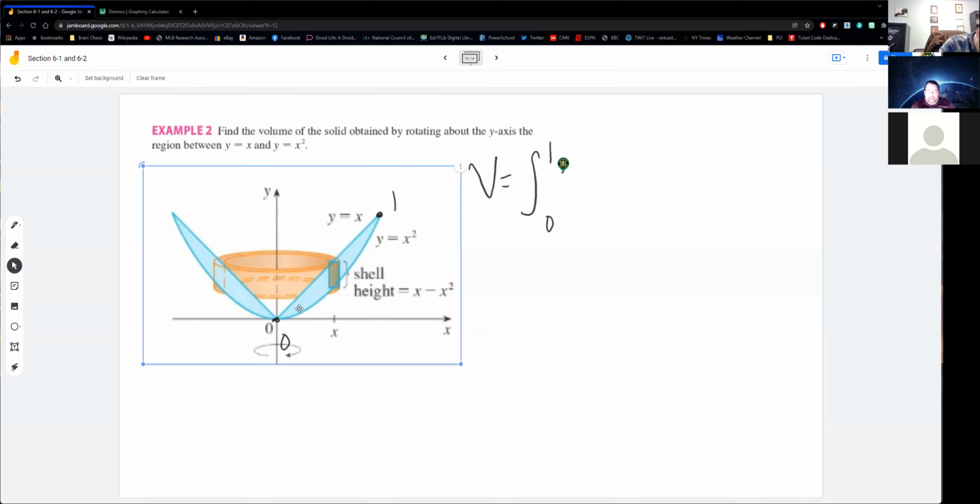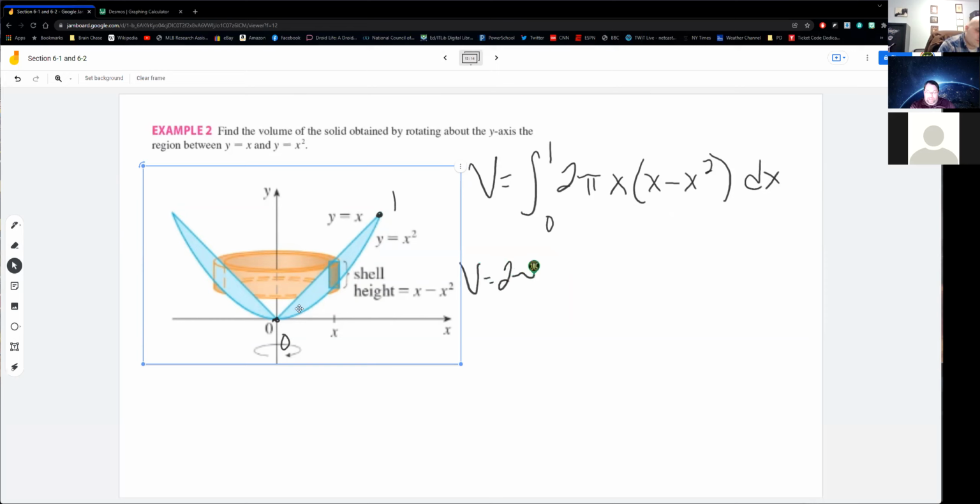So I've got the 2 pi x, that's my circumference. And then my height in this case is x minus x squared dx. So that's actually pretty easy. It's almost like, if you're thinking about when we did the disk method, that's my radius. It's in essence the same concept. So it's just looking at the height of that cylinder at that point. And now we can solve it.